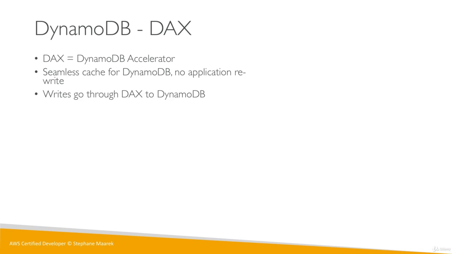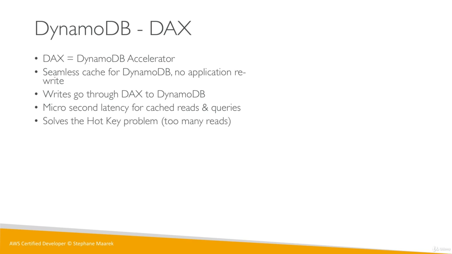And DAX basically provides you microsecond latency, so very low latency, in case you have a cached read or a cached query. So this is a cache for your reads. And it solves the hotkey problem. So for example, you have a very popular item during a big sale during the year, and that item is being queried a lot. So you get too many reads on that item, and you get a hotkey problem because you exceed your throughput. Then you put DAX in front of your DynamoDB cluster, and all of a sudden the reads are done from the cache, and so the problem of the hotkey is solved.